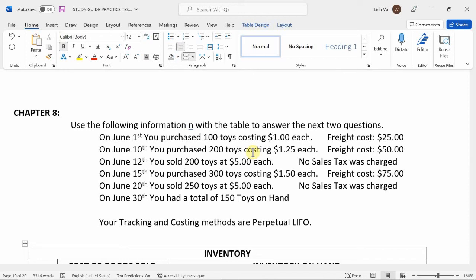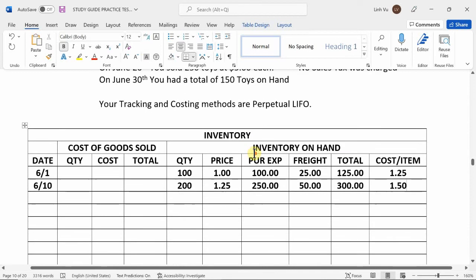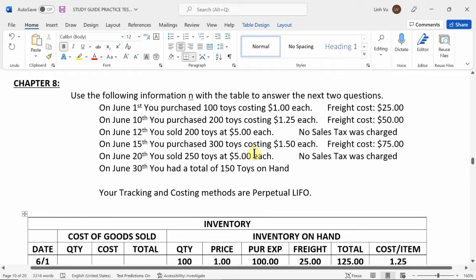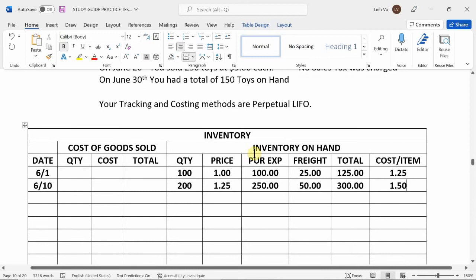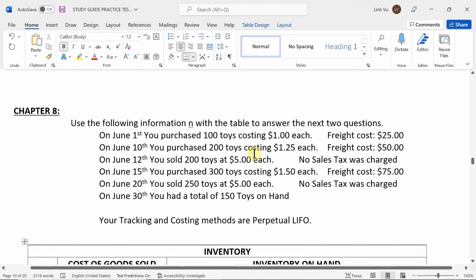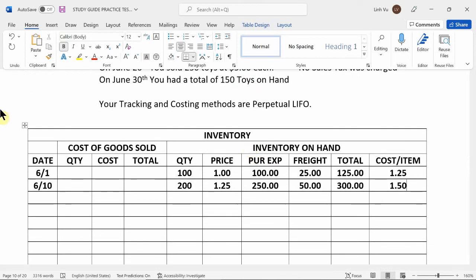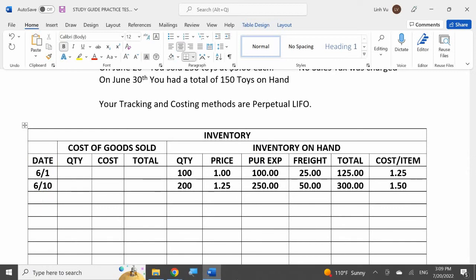What happens if we sold something? We need to record the sale, but what comes after the sale? We need to update the inventory. Yes, we need to figure out how much it cost me for selling those 200 units. So in this case, June 12th, after we recorded the sales, we need to record how much it costs to sell.